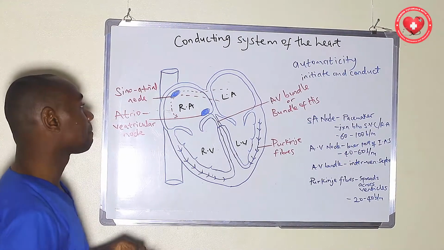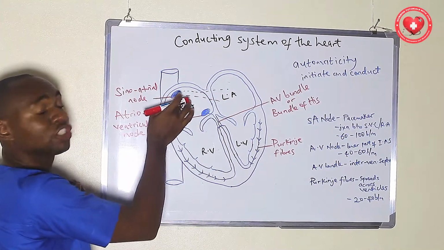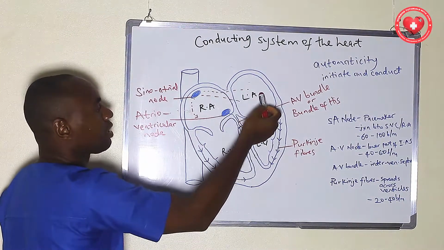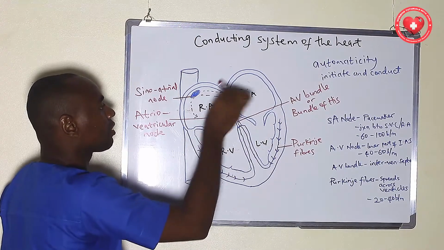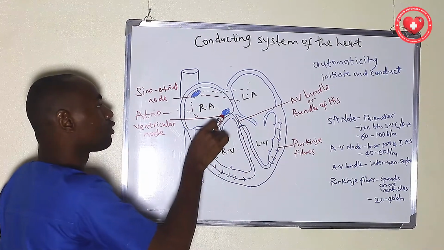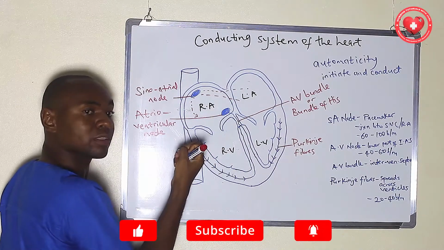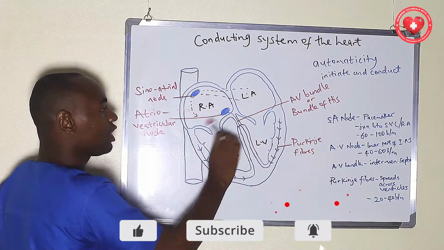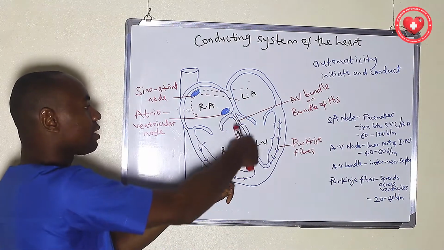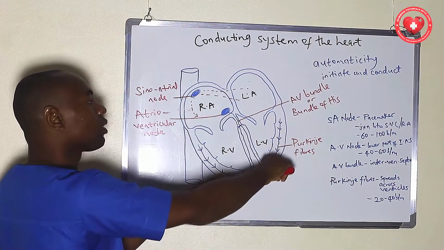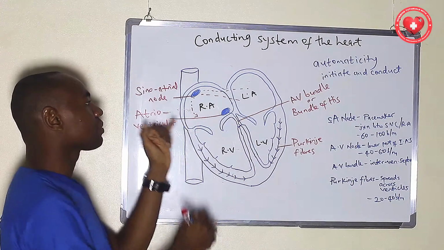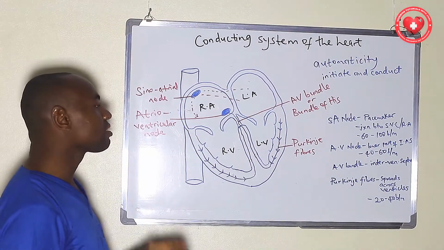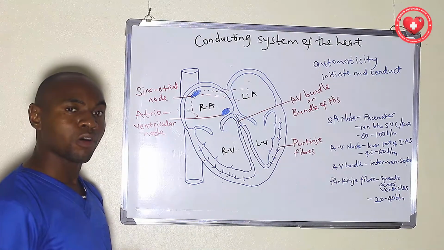So, in summary, the sinoatrial node initiates electrical impulses and sends them to the right atrium and the left atrium. As a result, the atrioventricular node also conducts part of the impulses and transfers them to the AV bundle. From the AV bundle, they pass through the right and the left AV bundle and move down to the Purkinje fibers. All these are responsible for atrial contraction and ventricular contraction. This makes up the conducting system of the heart.